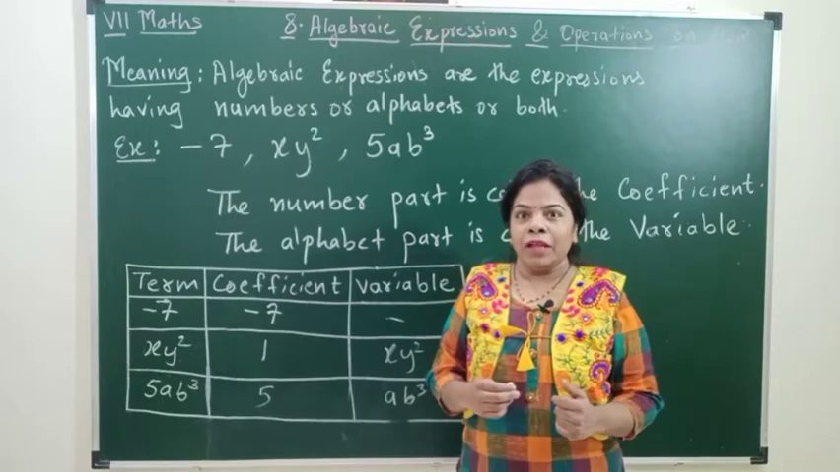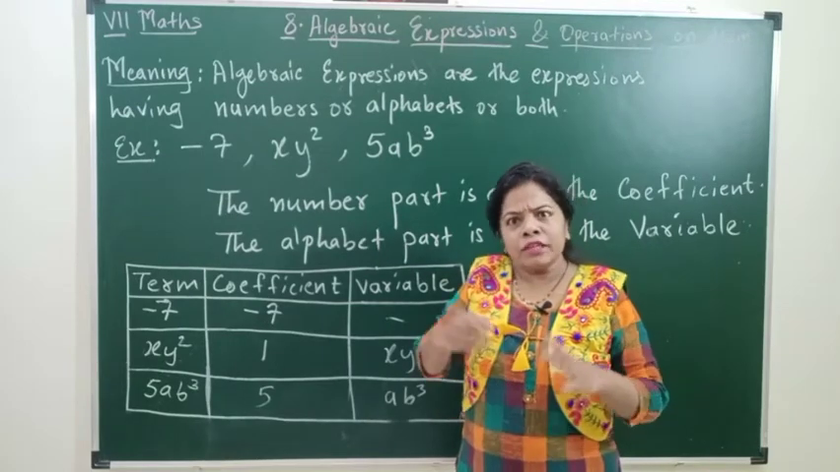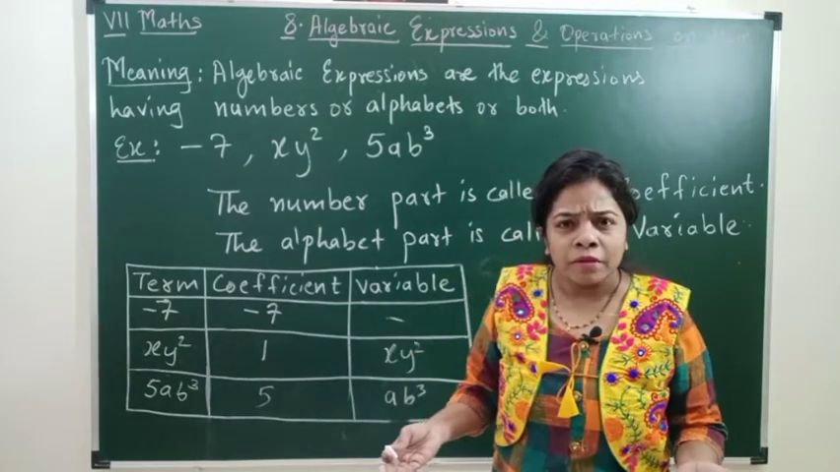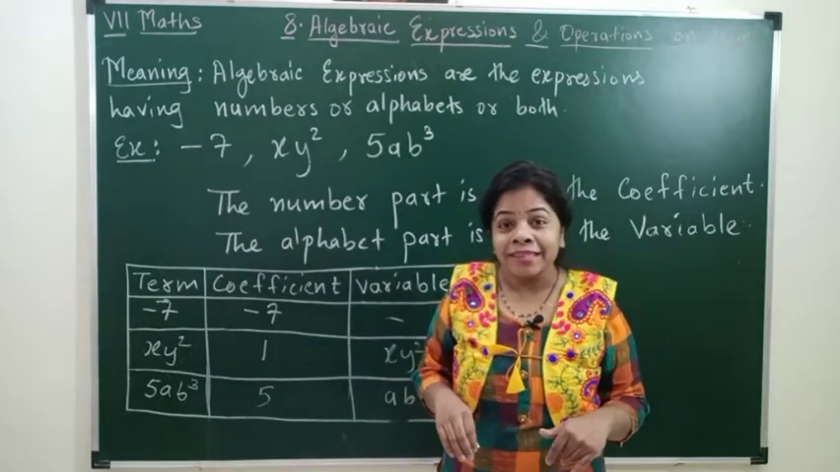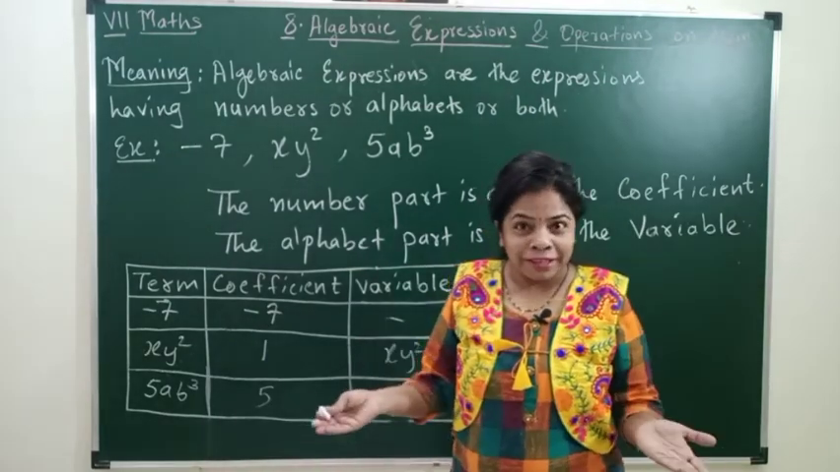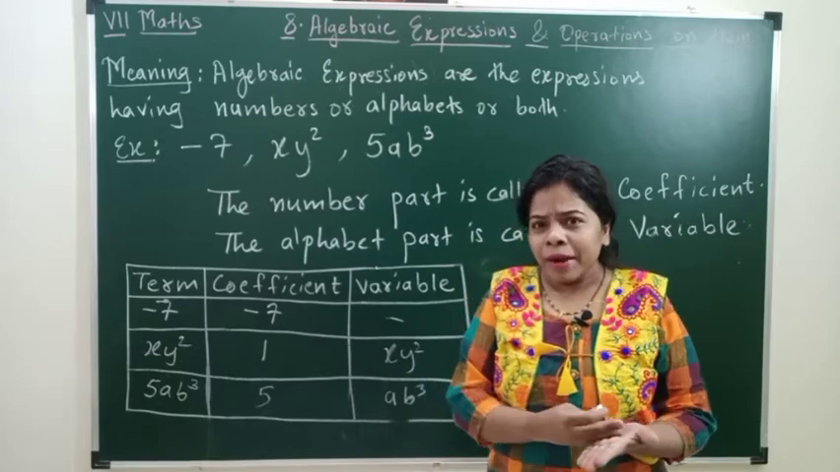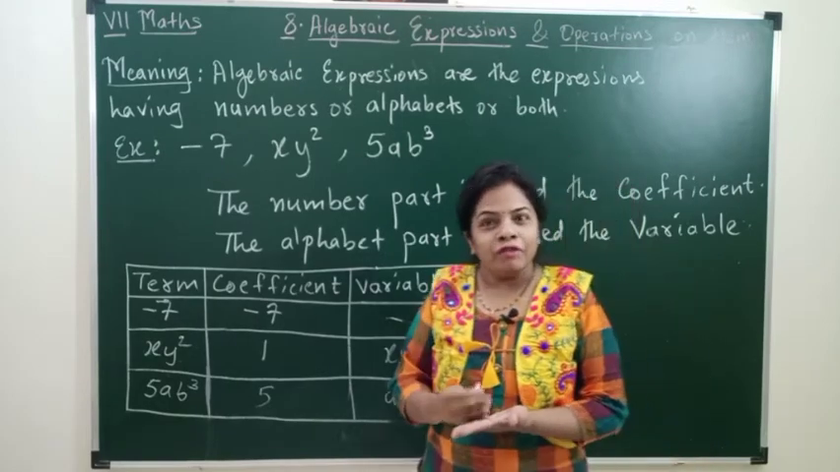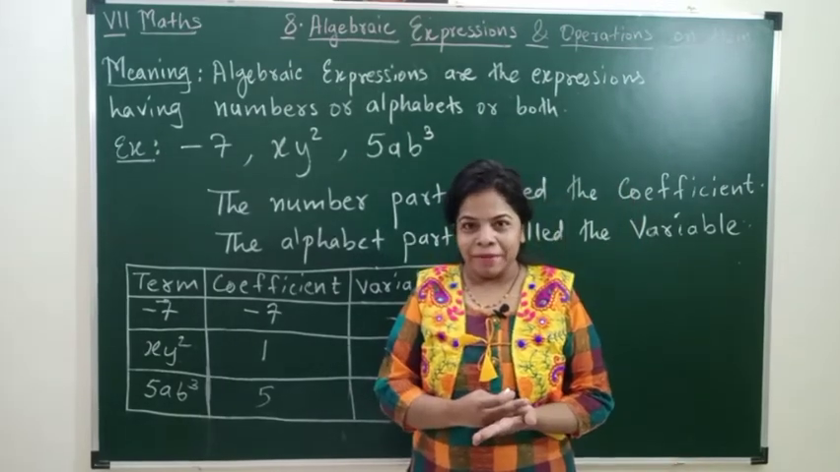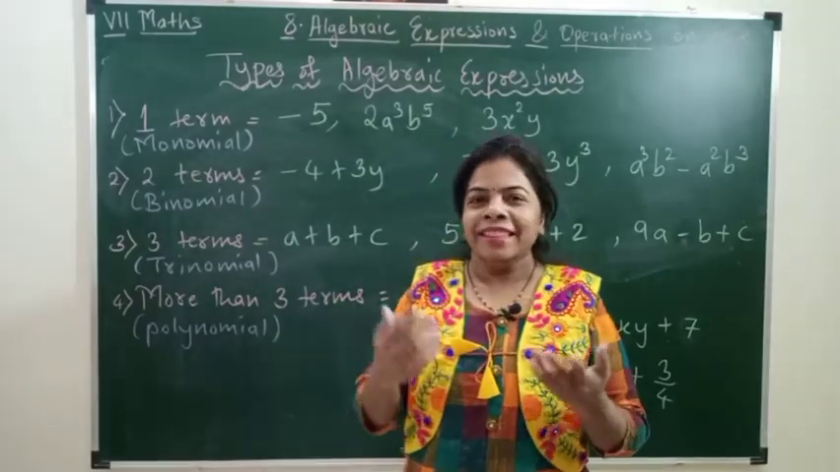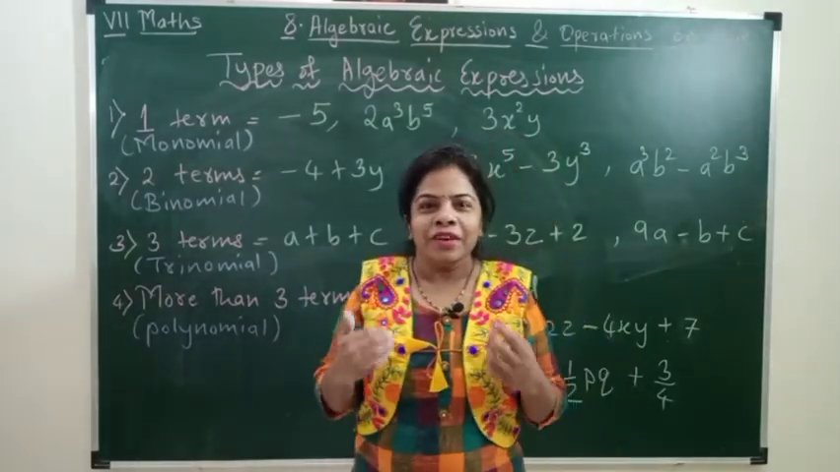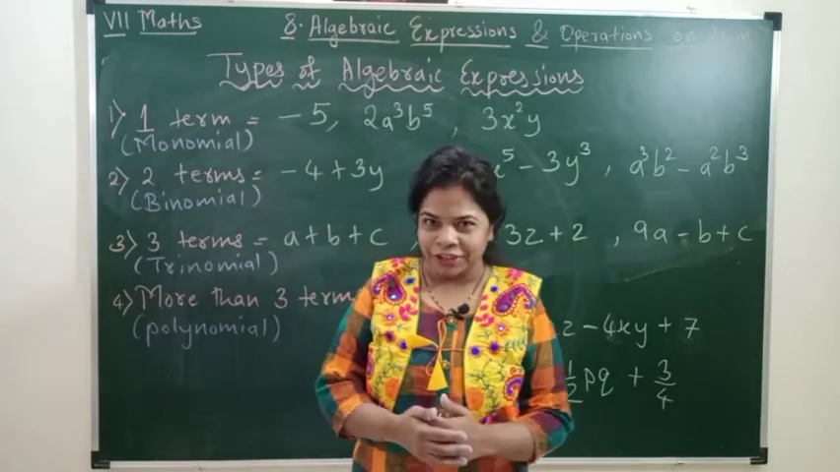So children, I think you all have understood the concept of algebraic expressions. What is the meaning of algebraic expressions? It is a combination of numbers and alphabets. When alphabets come into maths, we call it an algebraic expression. And the number part is the coefficient and the alphabet part is the variable. Now let us move on to the next one, which are the different types of algebraic expressions.